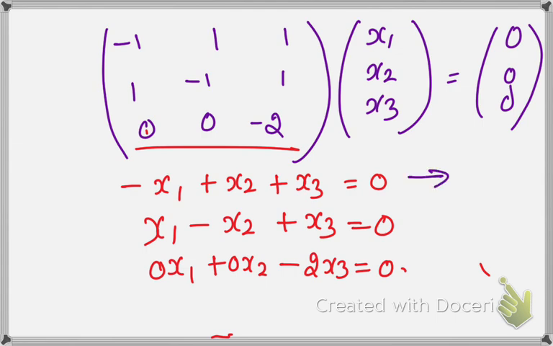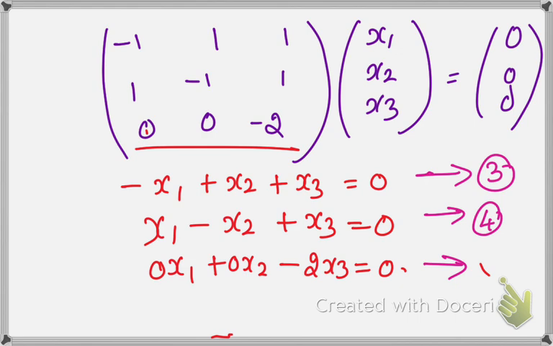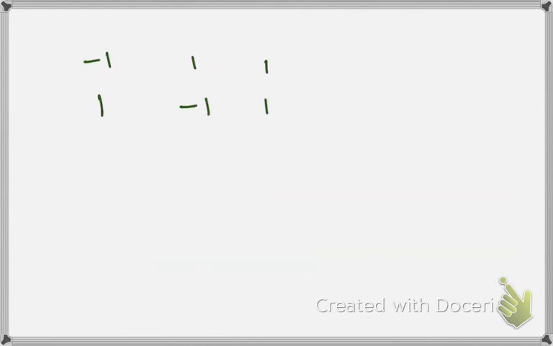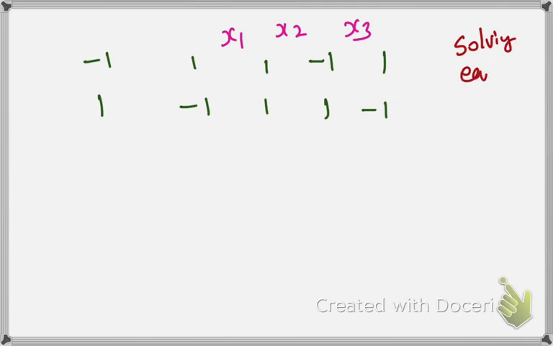These are named equation numbers 3, 4 and 5. You collect the coefficients from equations 3 and 4, then compare and solve the equations. The coefficients of equation 3 are minus 1, 1, 1. The coefficients of equation 4 are 1, minus 1, plus 1. Again, you repeat the same thing here: minus 1, 1, and 1, minus 1. This is x1, x2, x3. Here we are solving equations 3 and 4.